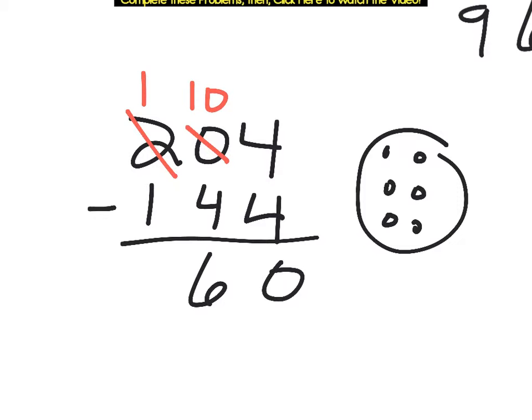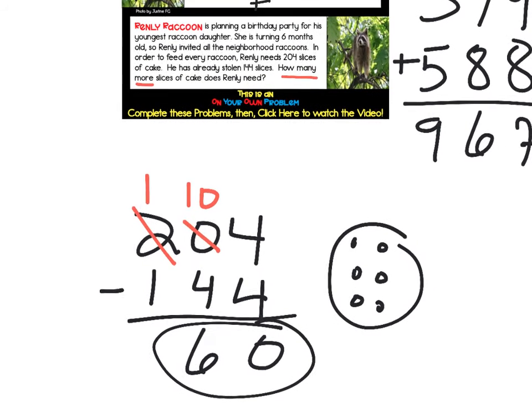And then lo and behold, look here, this is super simple. 1 minus 1, hey, that's 0. So I don't even have to write the 0 down here because I don't have any other numbers further down the line. And that means that 60 is your answer. And in answer to the question up here, how many more slices of cake must Renly Raccoon steal? Well, 60 more slices. Hey, he's almost there, isn't he, my friends?